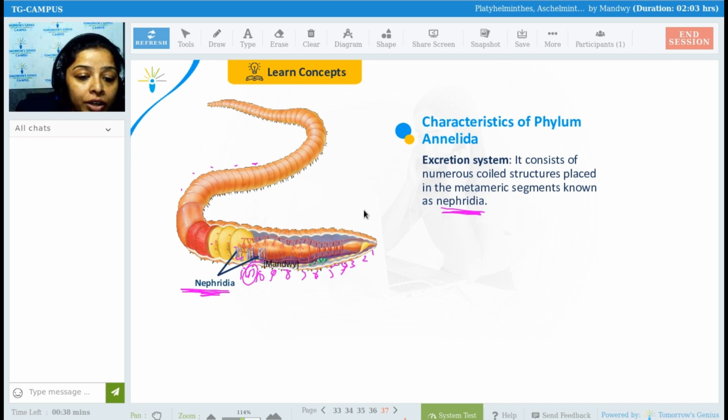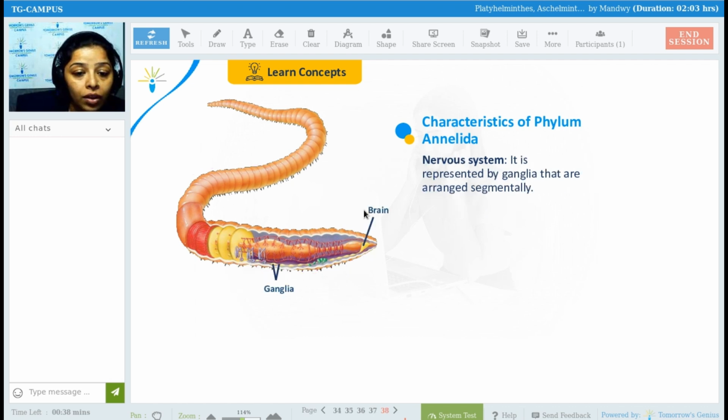So the excretory structure present in the segment is nephridia. Protonephridia in Platyhelminthes and Aschelminthes. We use flame cells for protonephridia in Platyhelminthes, and only protonephridia in Aschelminthes. Whereas in Annelida, the excretory system is nephridia.